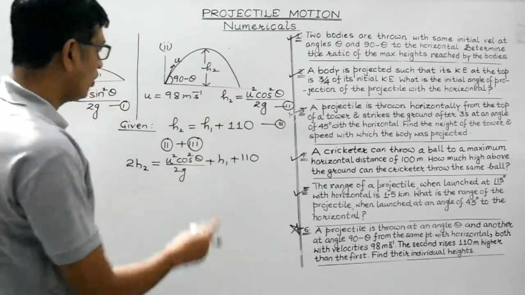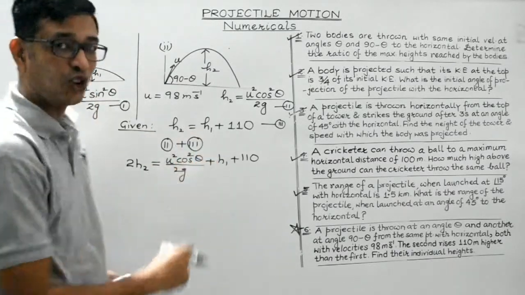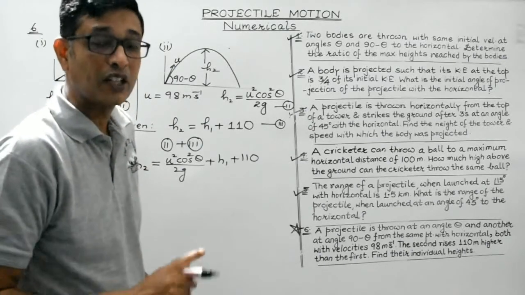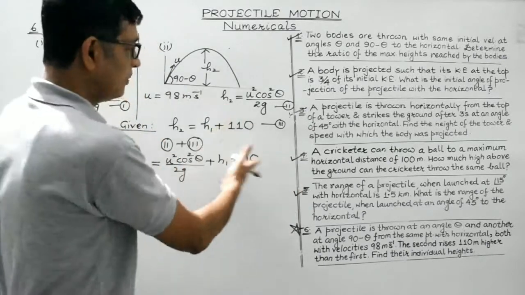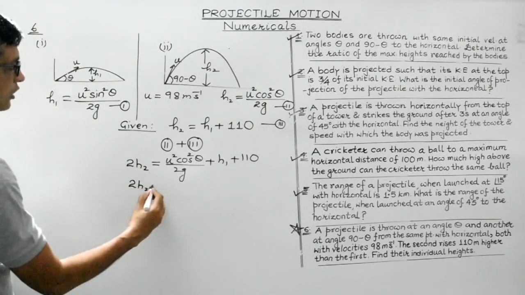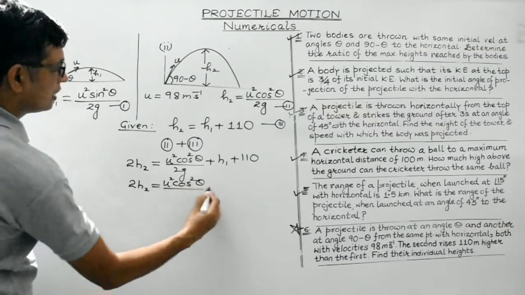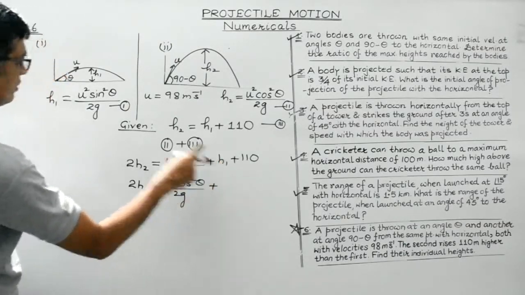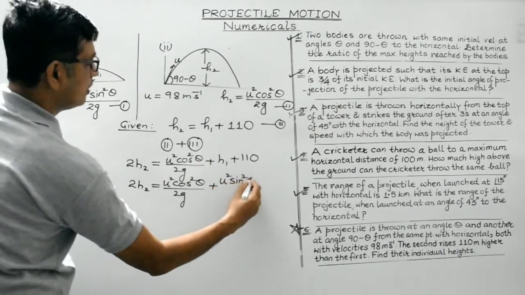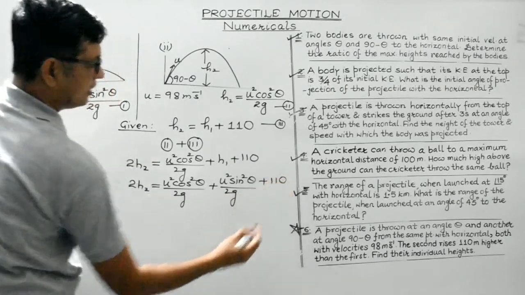Why have we done it? Because when we substitute this value of H1 over here, then sin square theta plus cos square theta can be put as 1, isn't it? So as to use that identity, we are making use of this thing. So what we get is 2H2 equal to u square cos square theta divided by 2g plus, substituting this value of H1, u square sin square theta divided by 2g plus 110.